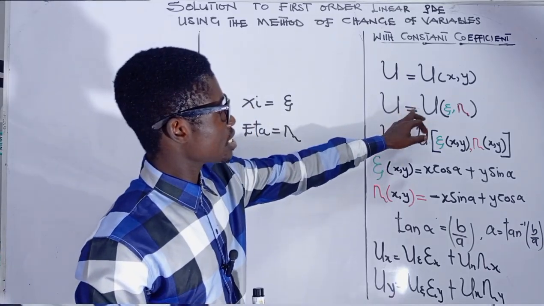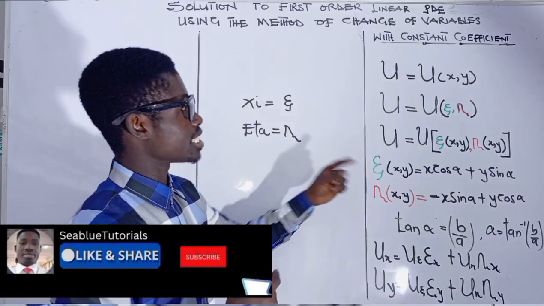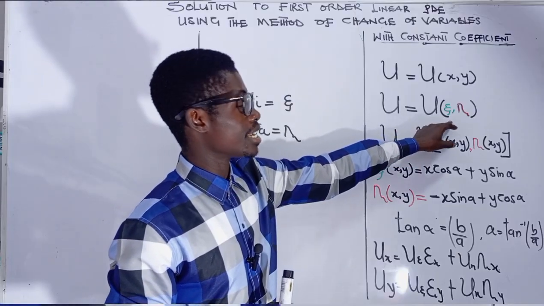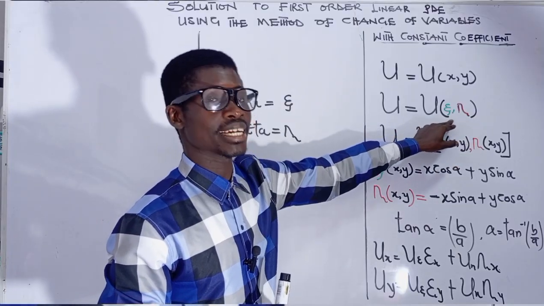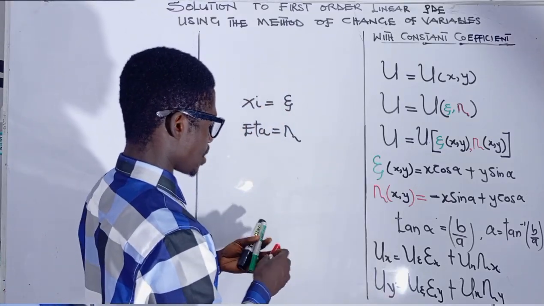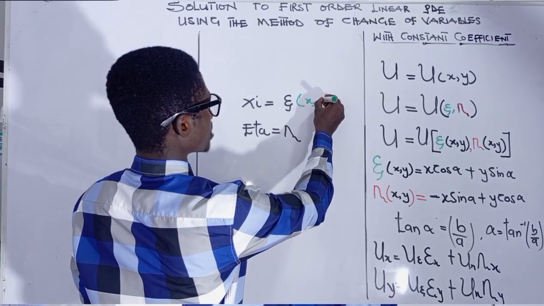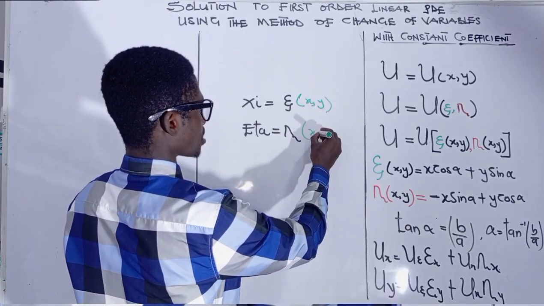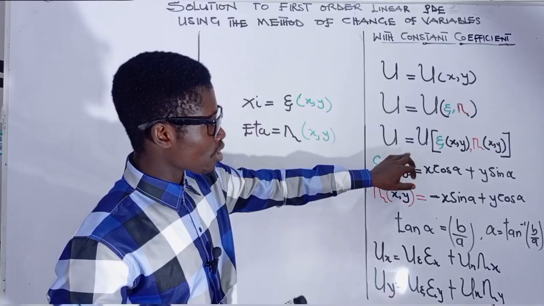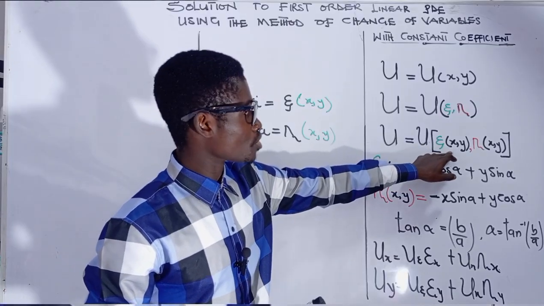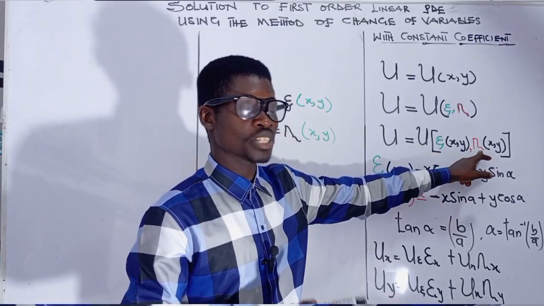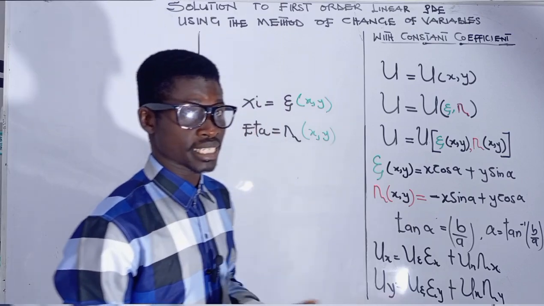As I said, we are going to use these new variables to replace x and y. So we have u of xi and eta, which means that u is a function of xi and eta. Now these xi and eta are also functions of x and y. So the dependent variable u is a function of xi, and xi is also a function of x and y. u is a function of eta, and eta is also a function of x and y. Very easy and simple.